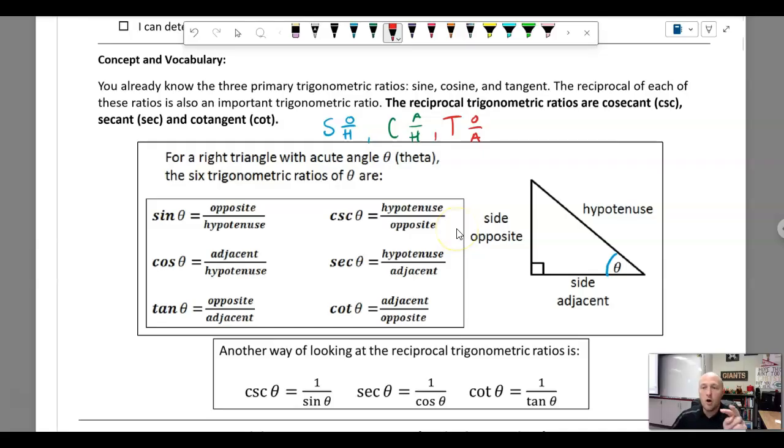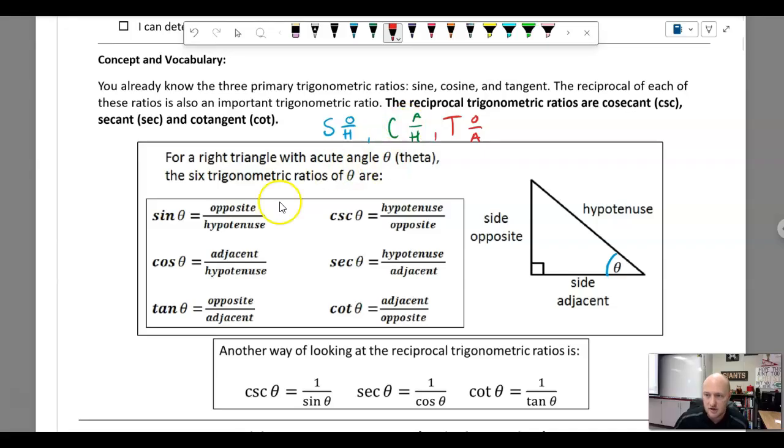Now, there are 3 other trig functions that are reciprocals of sine, cosine, and tangent. If I just take this relationship, opposite over hypotenuse, and I flip it, same with cosine and tangent. These reciprocal trig ratios are cosecant, abbreviated CSC, secant, abbreviated SEC, and cotangent, abbreviated COT. So CSC, sec, and then cotangent, cot. That's how some people will pronounce these, but these are the reciprocals, meaning I just flip the ratio of sine, cosine, and tangent.